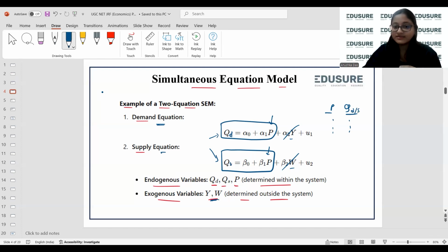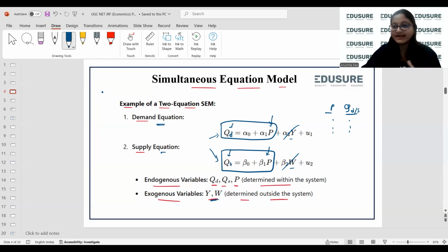Because you have only these two variables, quantity is one variable and price is another variable. So if in your model exogenous variables are not present or you are not taking them into account, then you specifically cannot identify which one is the demand equation and which one is the supply equation. And that is what is known as the identification problem.